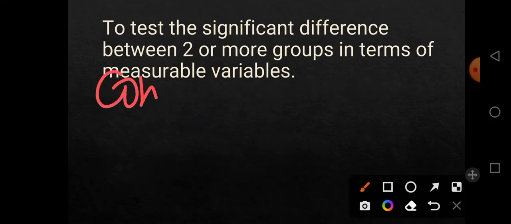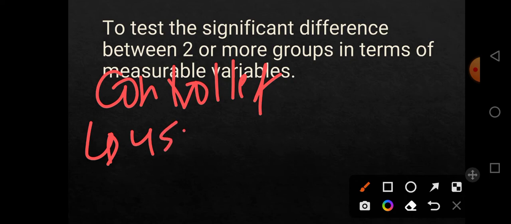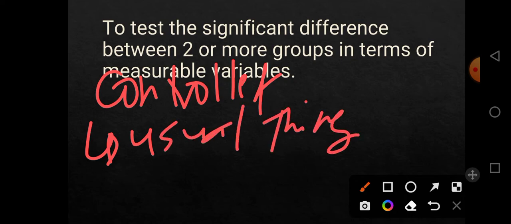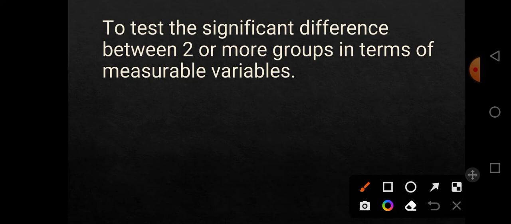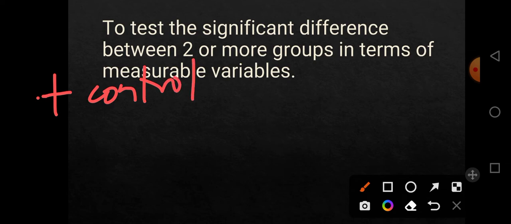Now, how about the control group? The control group pertains to the usual thing. Whenever we say usual thing, it is the normal activity, the pre-existing custom, the normal practice that is applied to our experimental unit. Whenever we say control group, it is the usual practice applied to the experimental unit. And the control group is actually divided into two. We have the positive control and we have the negative control.